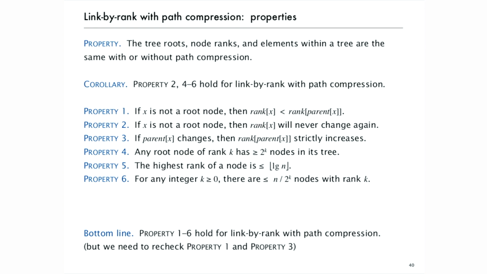So if X is not a root node, then I want to claim that rank of X is strictly less than rank of parent of X. I would like to prove this. But that is true, right? Why is that true? Because you looked at a subtree which had this property, and this node only linked to the root, which has strictly larger rank. So this property will hold.